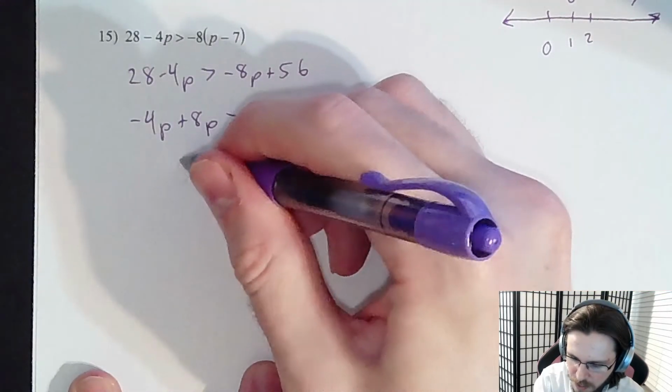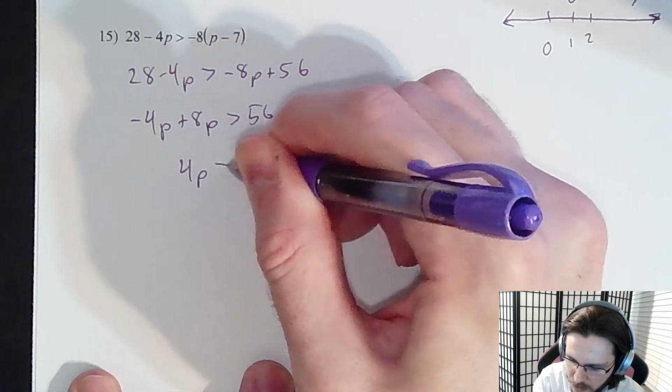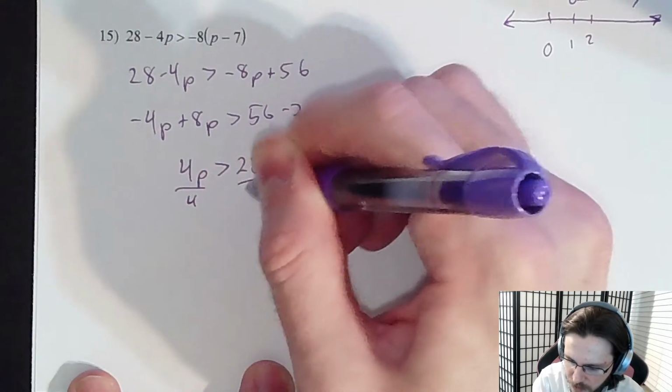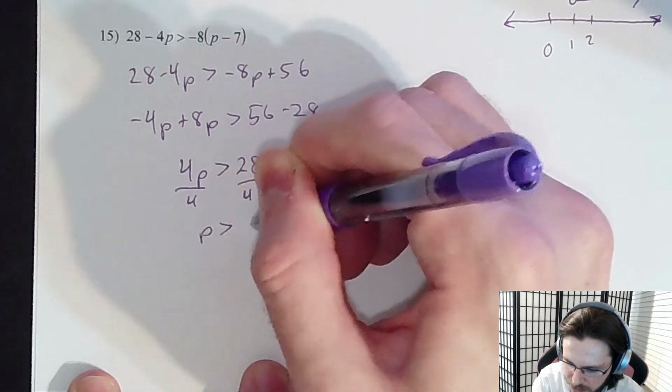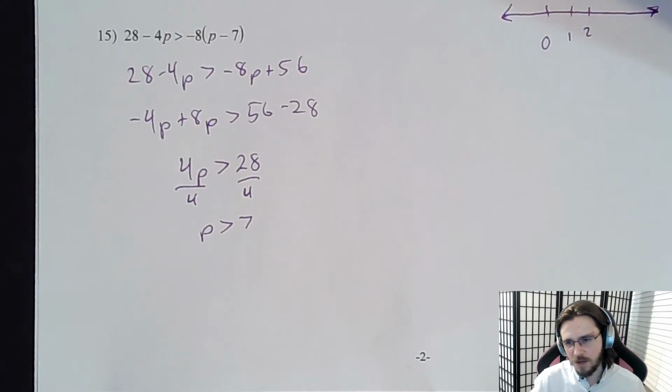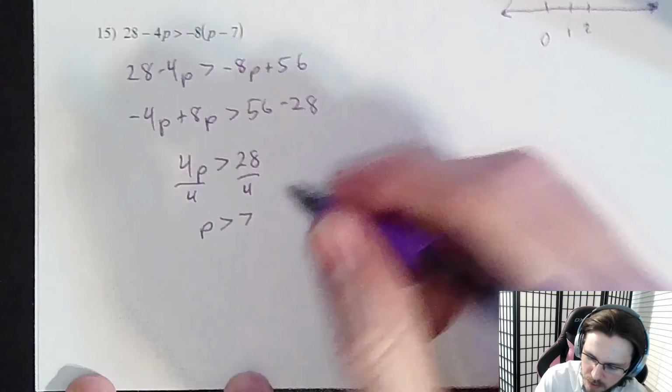Negative 4p plus 8p is 4p, greater than 56 minus 28 is 28. Divide both sides by 4. You do not flip the sign because you divided by a positive number. Divide by a negative, flip the sign. Multiply by a negative, flip the sign. Divide by a positive, no way, Jose. Here we go. P is greater than 7.